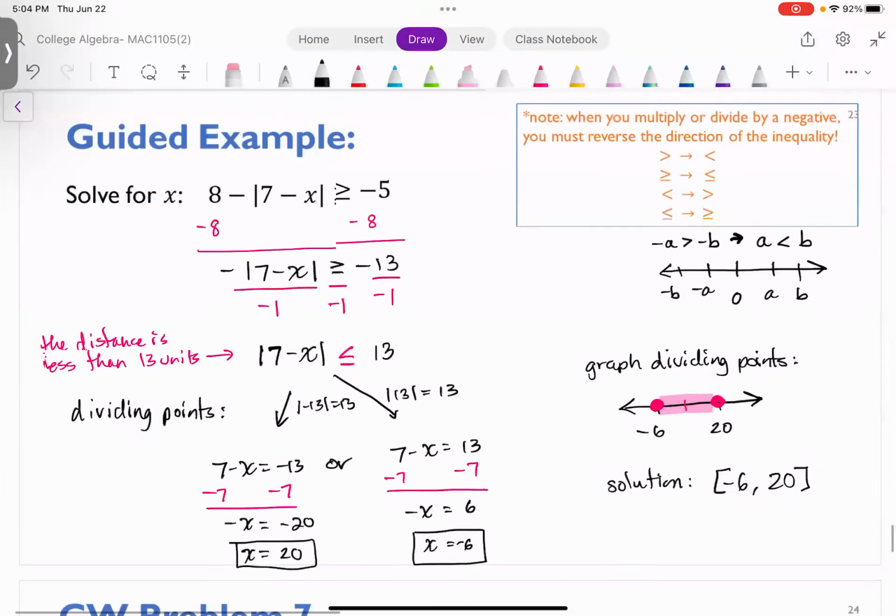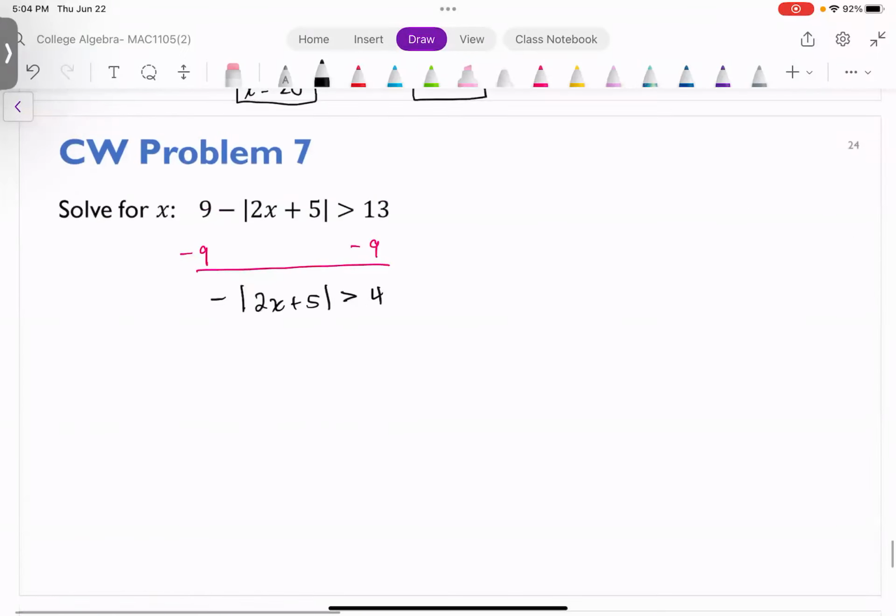Is this the same question? No, it's not. I just remembered a 4. Now I'm going to divide both sides by -1. I write my divide by -1 under the absolute value just so I remember to reverse the direction of the inequality. So my inequality is going to switch and it's going to become less than. So on the left, I get positive absolute value of 2x plus 5 less than -4.